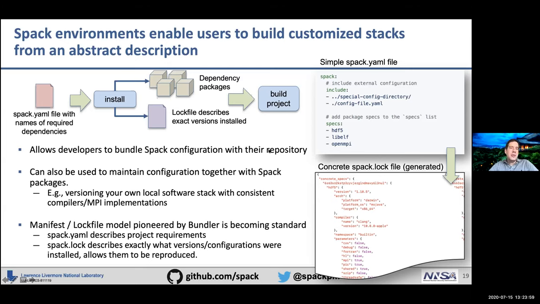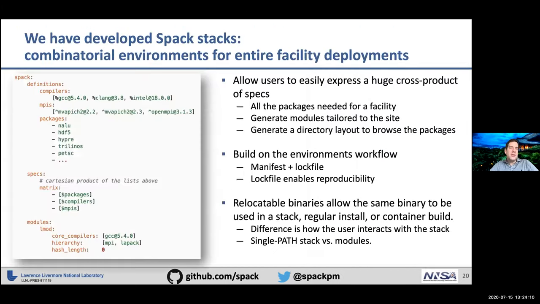Now, this is simple for a single prefix where you want everything in one environment, but it's not something that's scalable to a facility deployment, at least not until 0.13. So in 0.13, we added this thing called Spack Stacks, where you can have combinatorial elements in an environment. And so what this means is you can define something like this. You can say, here are some definitions. There's a compiler list here: GCC 5.4, Clang 3.8, Intel 18. You can have some MPIs, and you can have a bunch of different packages in here.